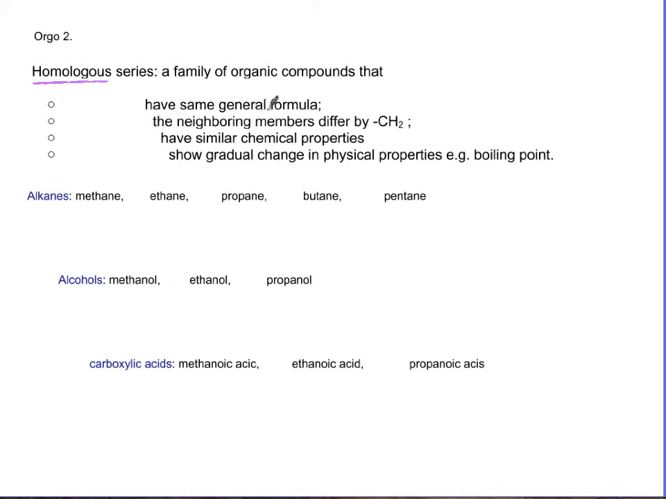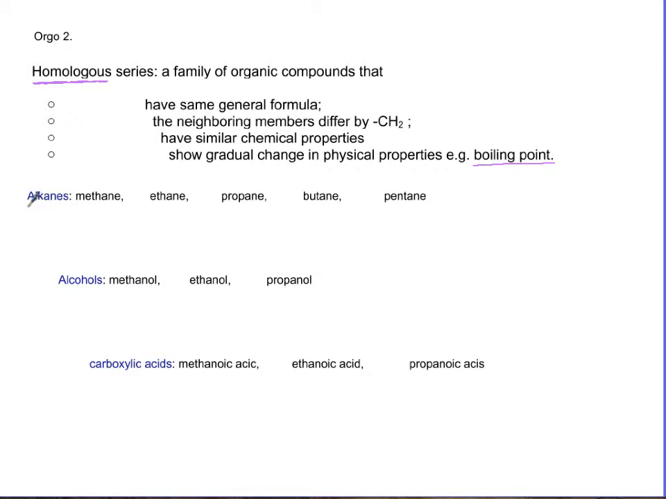First of all, they have the same general formula if it's a homologous series. Then the neighbors differ by CH2. As you go on and get bigger, you're getting bigger by a fragment of CH2. They have the same or similar chemical properties. For example, they all can burn, go through combustion. And they will show a gradual change in physical properties. Most important is boiling point. So as an example, I go after some families.